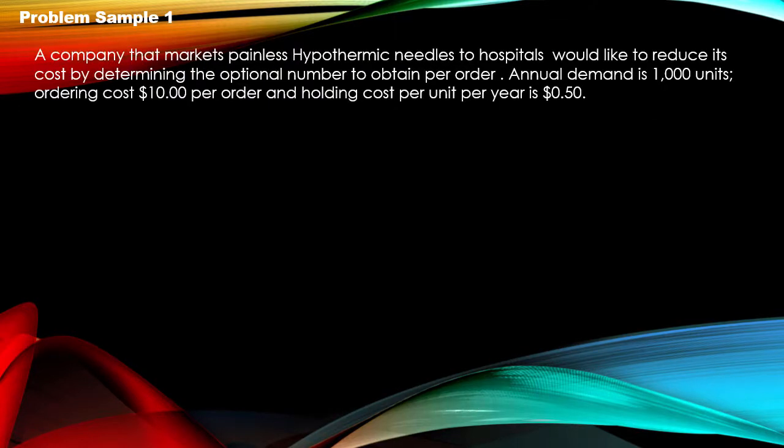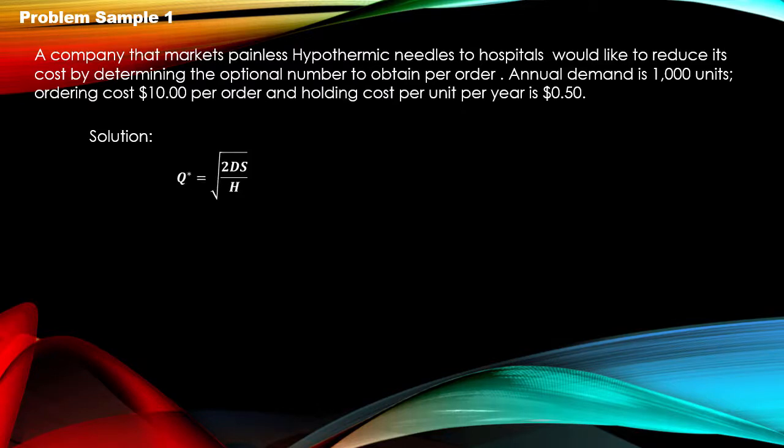I have here a sample problem. A company that markets pinless hypodermic needles to hospitals would like to reduce its cost by determining the optimal number to obtain per order. Annual demand is 1,000 units. Ordering cost is $10 per order. And holding cost per unit per year is $0.50.